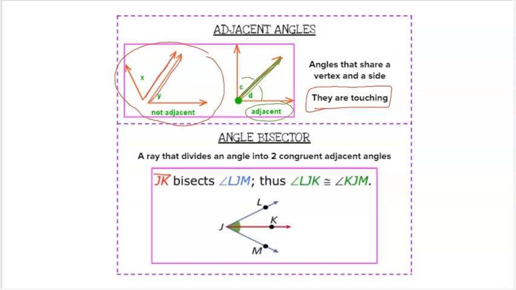Angle bisector: a ray that divides an angle into two congruent adjacent angles. So we know that ray JK, this guy right here, is the bisector of angle LJM. This angle right here is being cut in half, which means that the measure of angle LJK, this measure right here, and the measure of angle KJM are equal, which means that those angles are congruent. That's the congruent symbol.